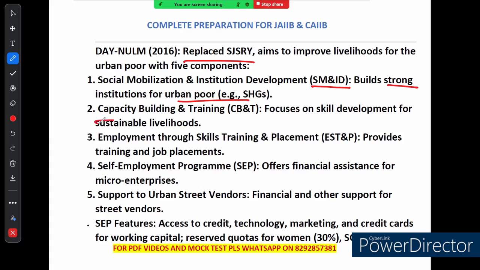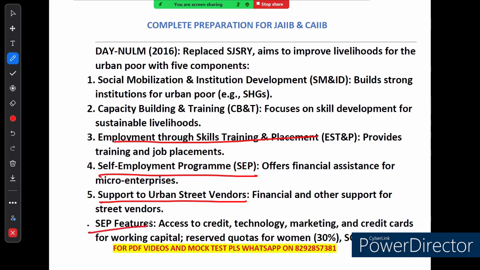There is something called CBNT, that is capacity building and training. It provides skill training to help people earn sustainable livelihood. And there is something called ESTNP, that is employment through skill training and placement. It offers training programs that lead to job placement. There is something called SAP, that is self-employment program. It gives financial support to start small businesses or micro enterprises, and support to the urban street vendor. It provides financial help and other resources to a street vendor to improve their work condition.